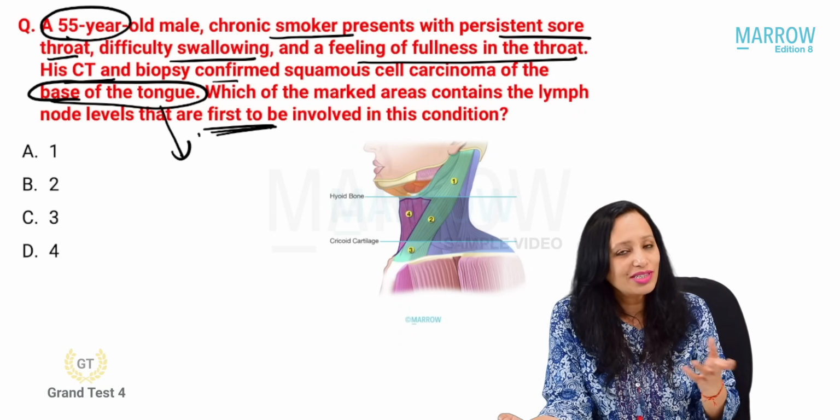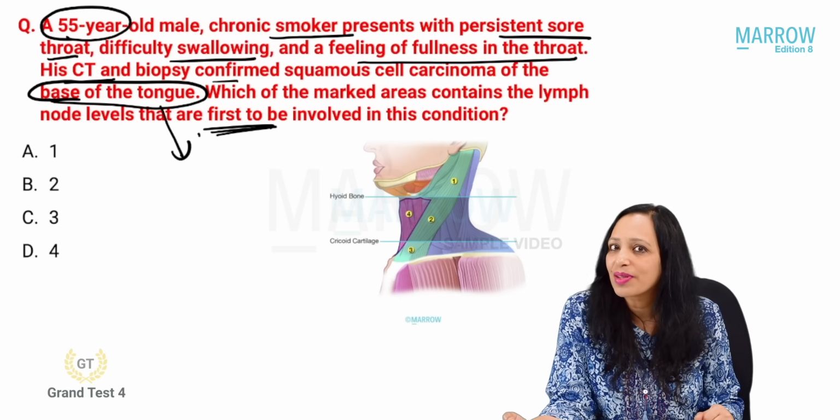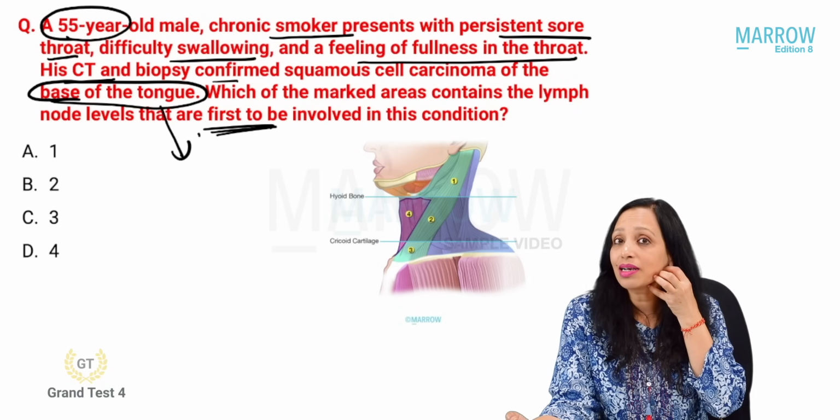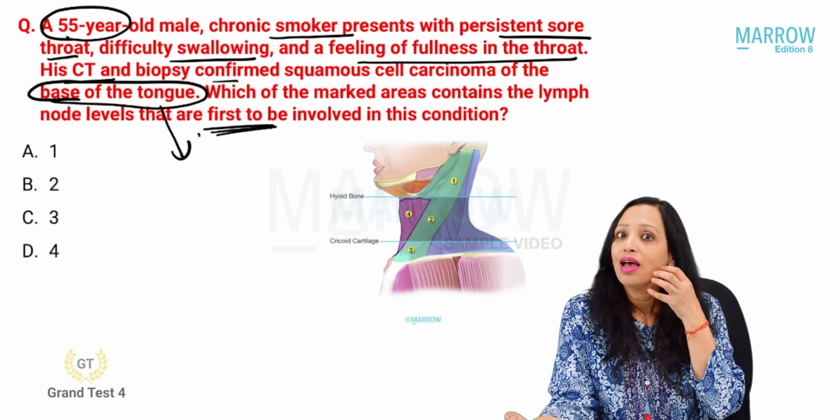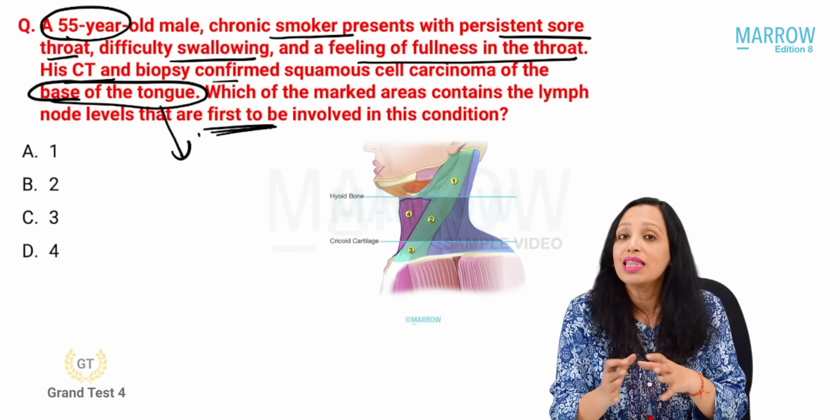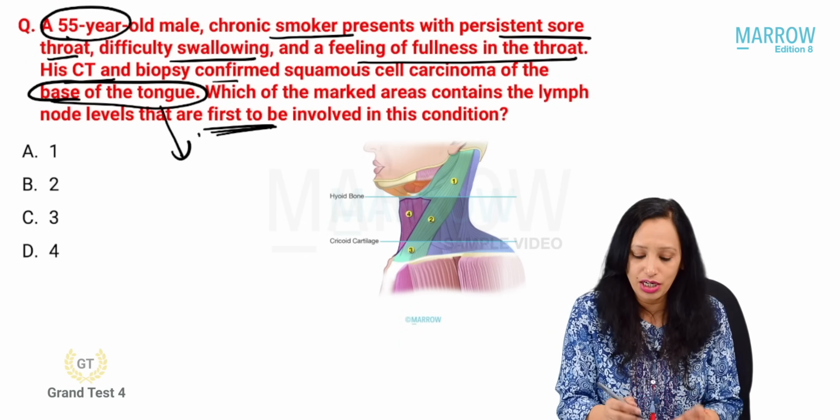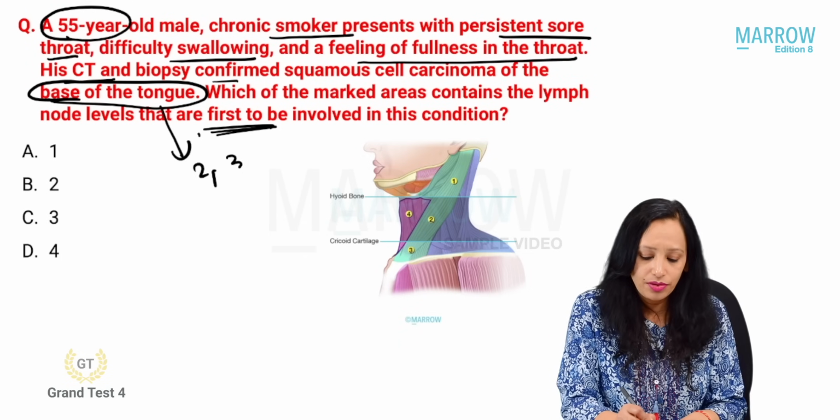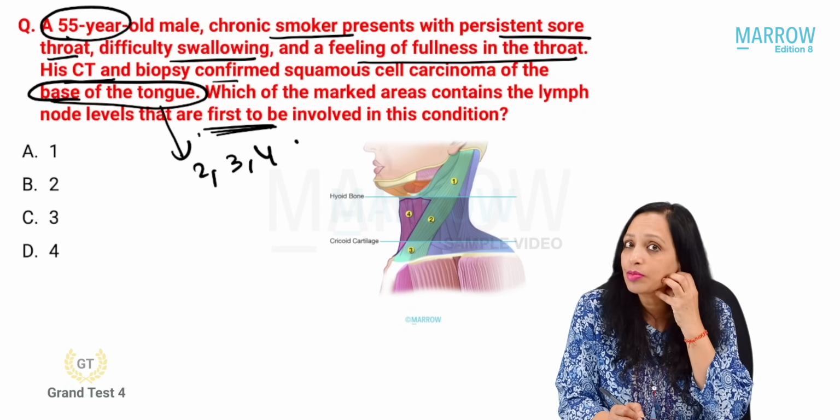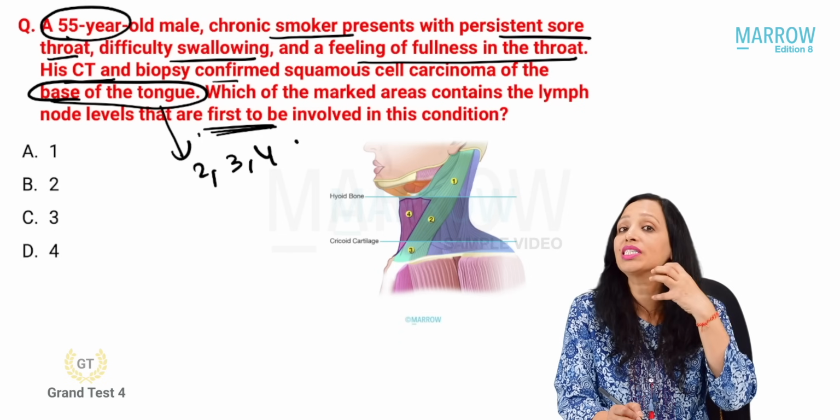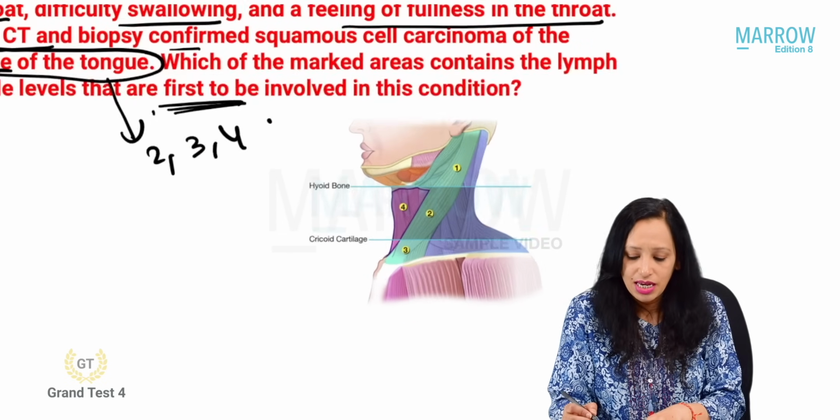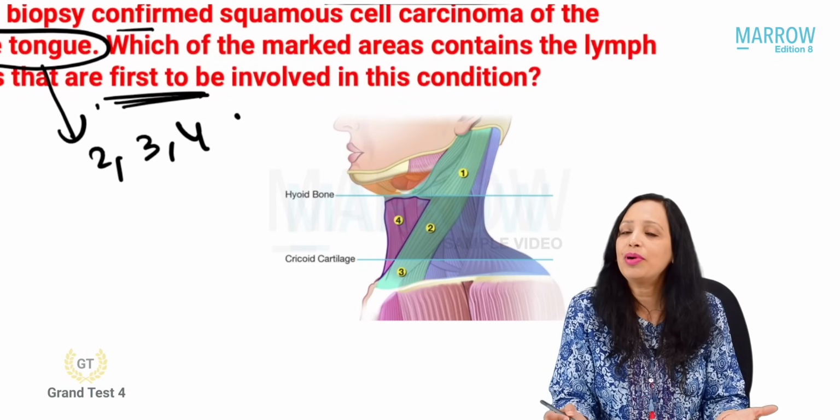Let me ask you, tonsil drains into which group of lymph nodes? What is the tonsillar node? The tonsillar node is the upper deep cervical, jugulodigastric lymph node. And tonsil is a part of the oropharynx. Base of tongue is a part of the oropharynx. The complete oropharynx drains into levels 2, 3, 4. So tonsils mainly drain into upper deep cervical. Base of tongue also, if we talk about first, will drain into upper deep cervical. So in this picture, what we need to identify is which one is the upper deep cervical.